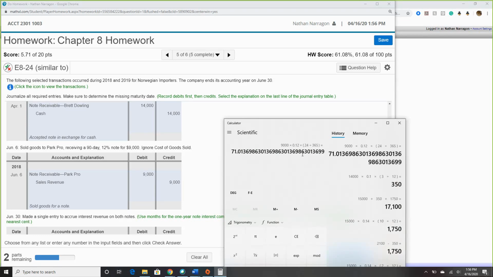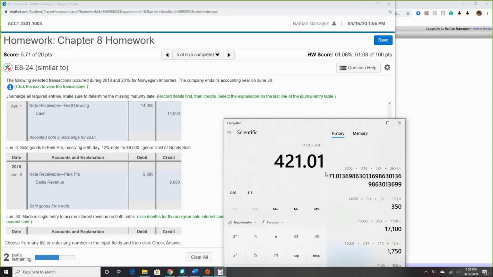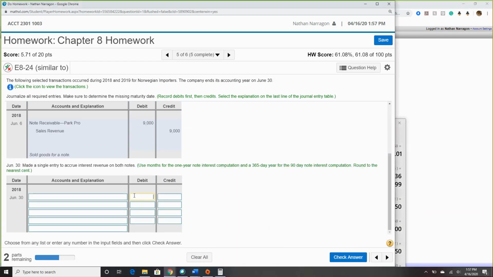This one has a long decimal, but it does say round to the nearest cent. So for me, I get $71 and a penny. The 3 will round it down. Plus the first note of 350 would mean my total interest will be $421 and a penny.